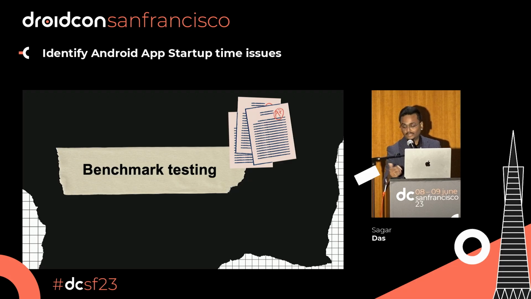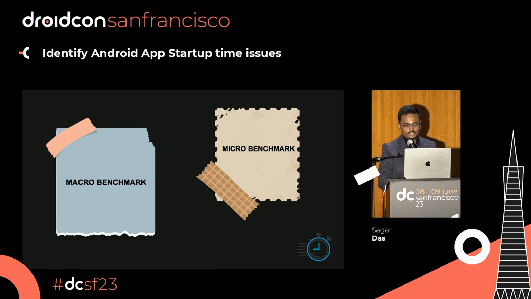And it comes in handy if you can configure your Jenkins or other deployment pipeline to run all of these test cases every single feature release, or maybe nightly release or production release, to monitor how your startup time has been deteriorating over the course of time. So there are two types of benchmarking test cases. The first one is macro benchmark, and the second one is micro benchmark.